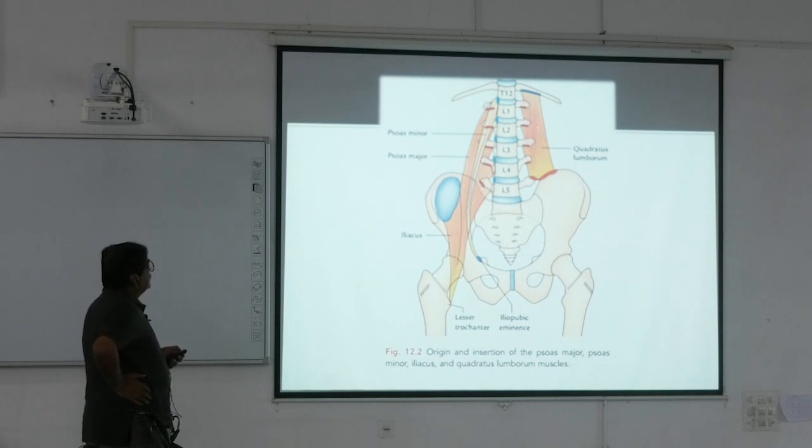Now, you see all the transverse processes of the lumbar vertebra, and the muscles related, the quadratus lumborum, attached to the iliac crest in the posterior part. And you see the psoas minor muscle here, and this is the psoas major. All digitations arise from the transverse processes, and in the lesser trochanter it is inserted, and this is the iliacus muscle.